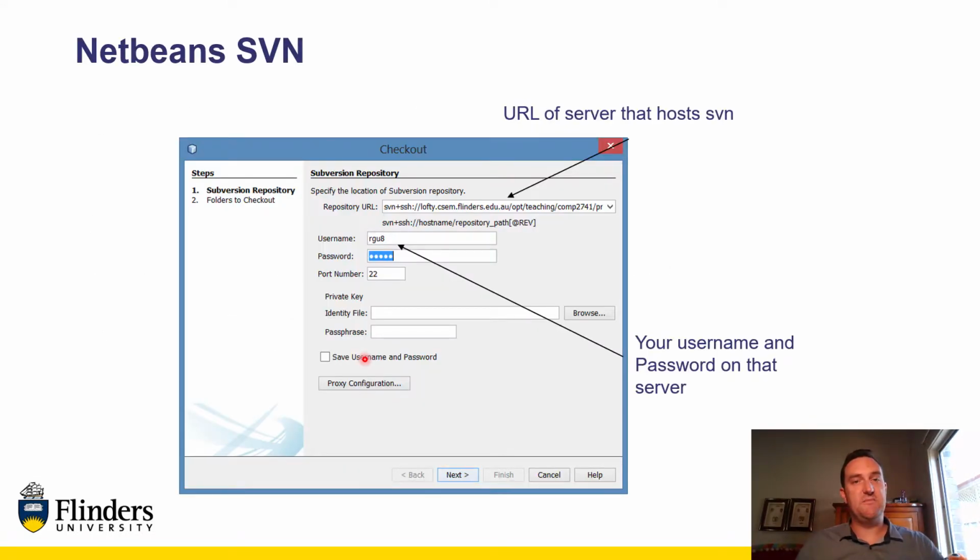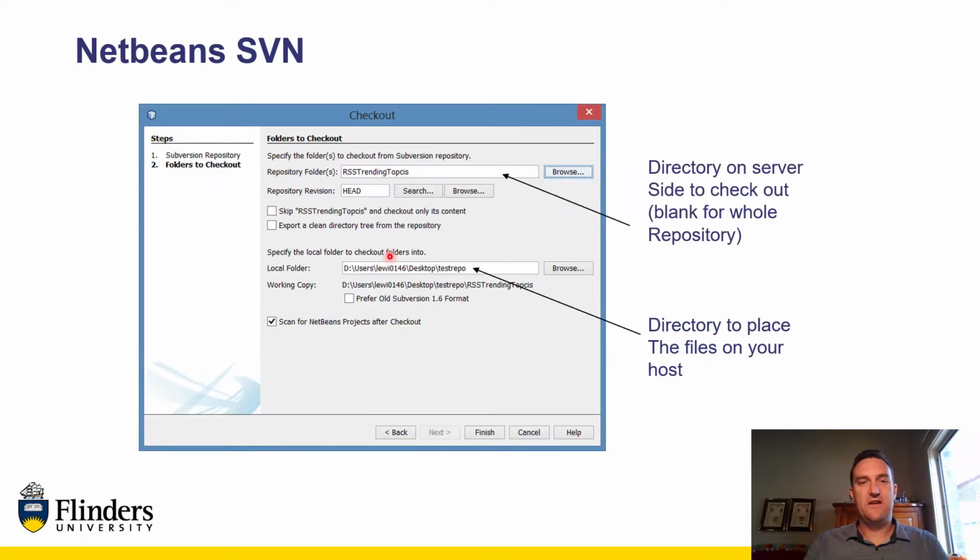So in NetBeans, it has a nice graphical user interface for doing it. So to specify where it is, we have a URL we can enter in, and we can enter in our username and password if we need to, if we're connecting to a secure remote location on there. Then we can specify what folder we want to check out from there. If it's blank, it will give us the whole repository, and head means I want the latest version that's there.